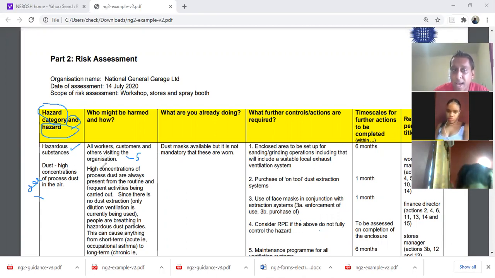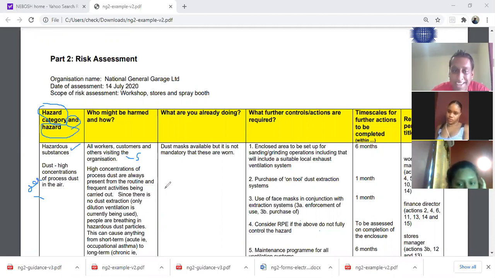So you want to say, high concentrations of processed dust are always present from the routine and frequent activities being carried out. Since there is no dust extraction, only dilute ventilation is currently being used. People are breathing in, so this is inhalation, hazardous dust particles, and that is the how. You could put the consequences. This can then cause short-term acute occupational asthma, etc., right? But that's the how. So you have to say how.